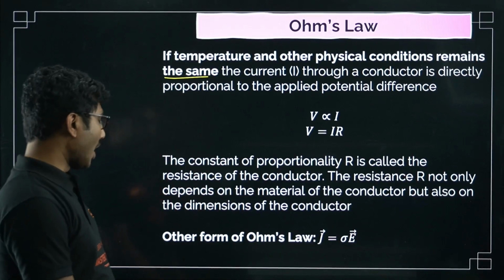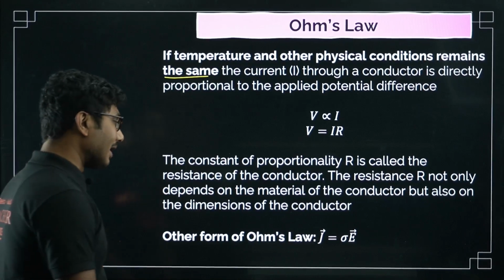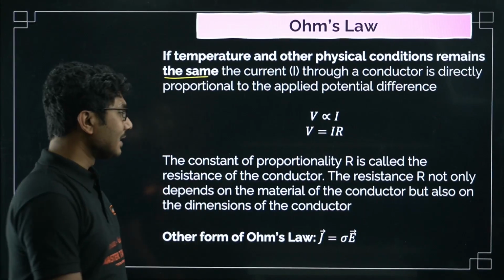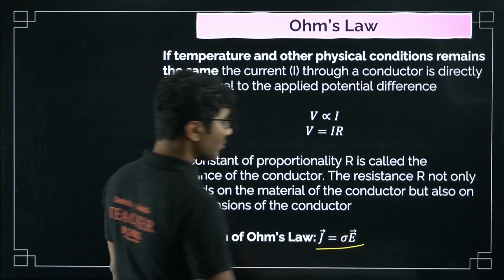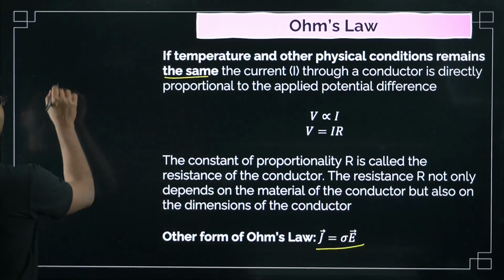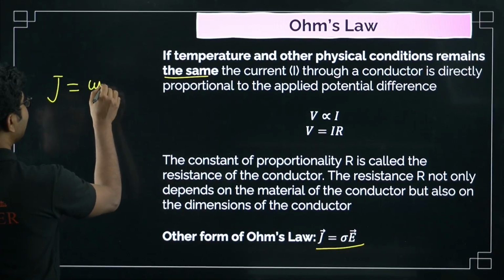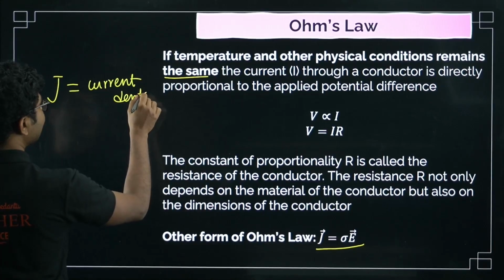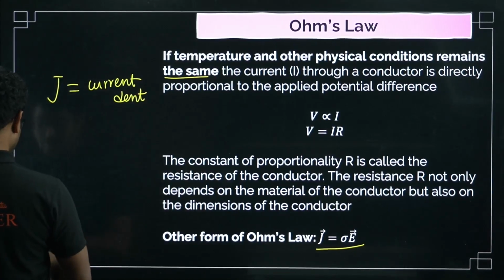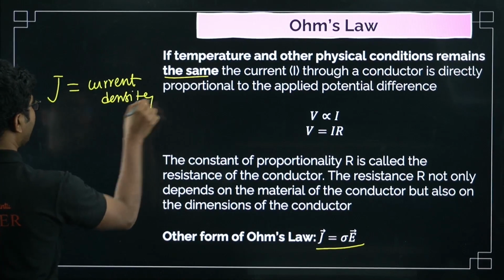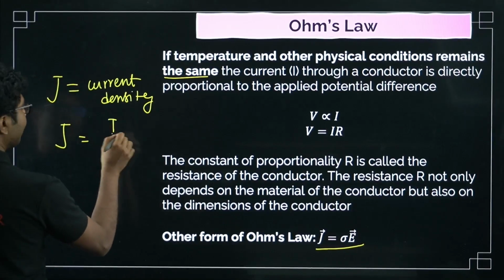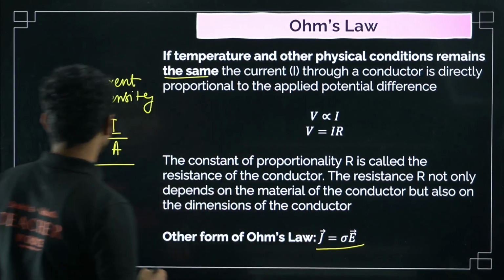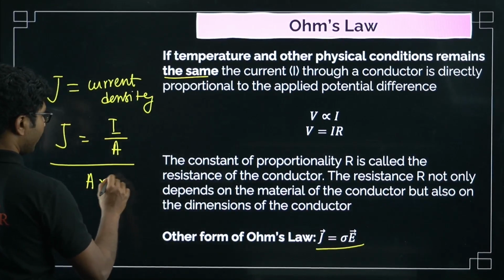Now, another form of Ohm's law. As I said, the electric field is very, very important for Ohm's law, and that is why this is another very important form: J = σE. J is basically the current density. Now what is the meaning of current density? Just a second, I made a mistake in the spelling. Okay, so J is basically current divided by area. So this is the current density. Its unit is ampere per meter square.